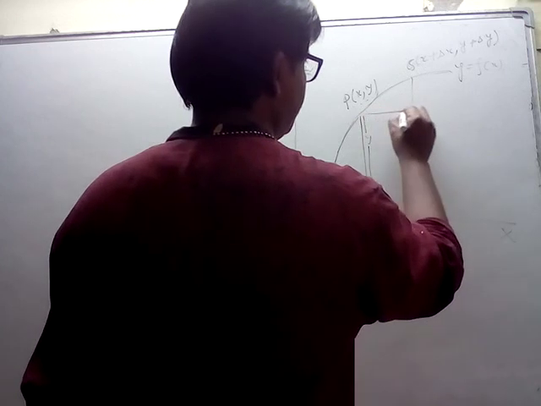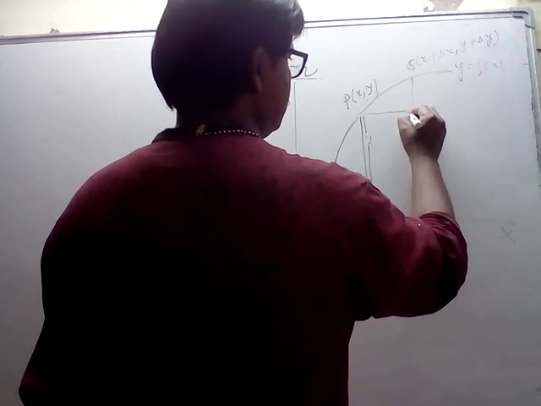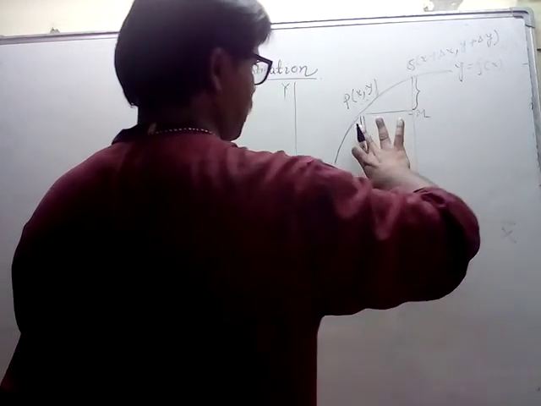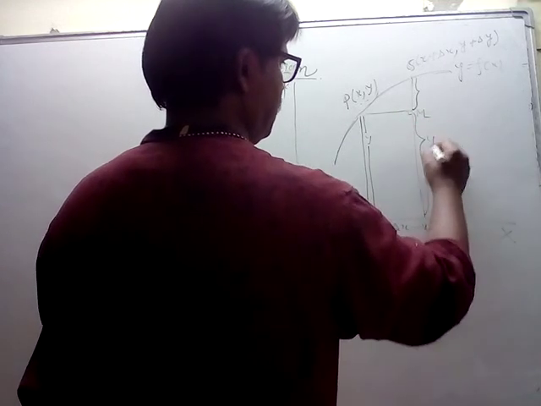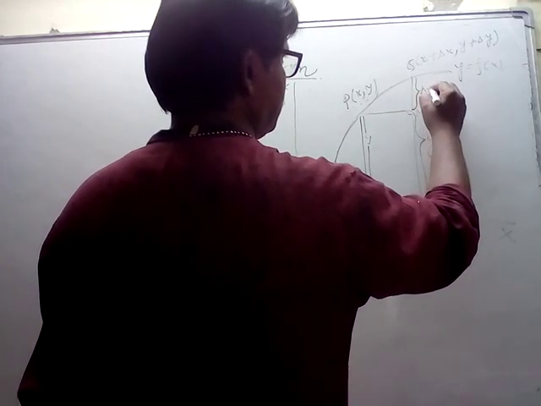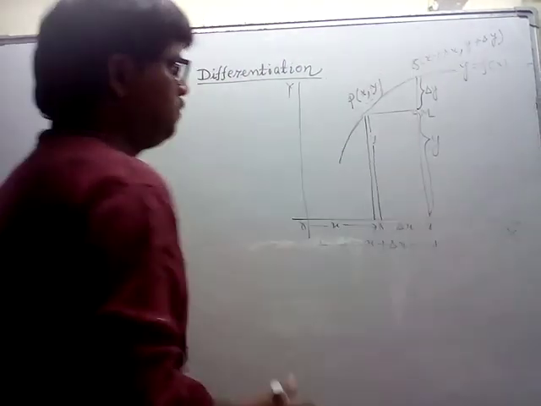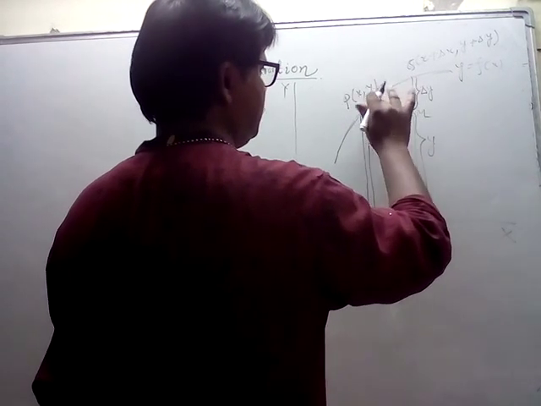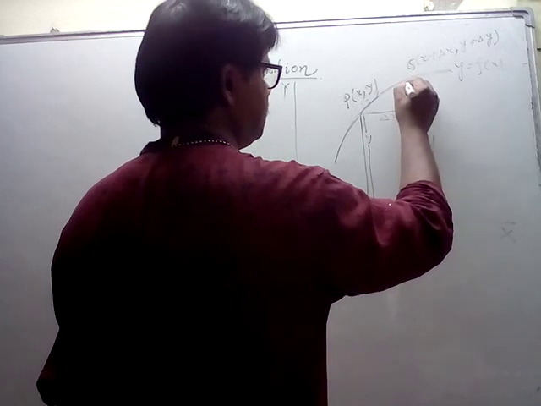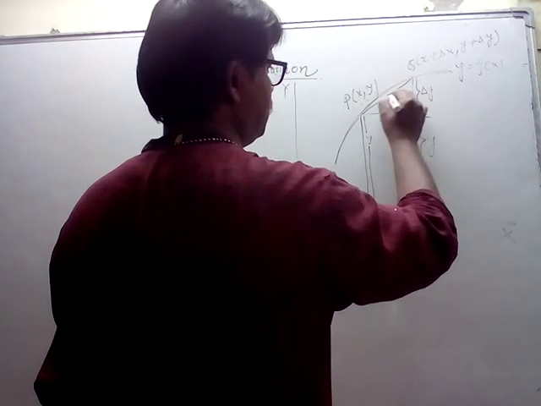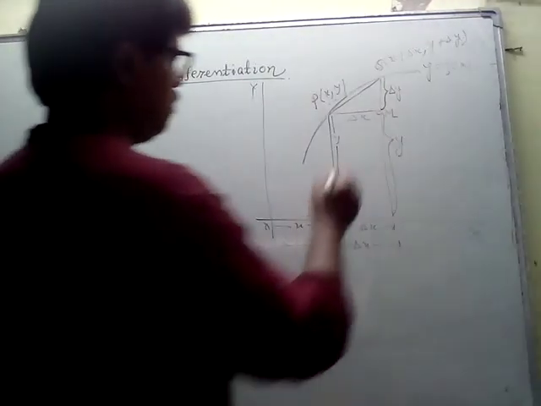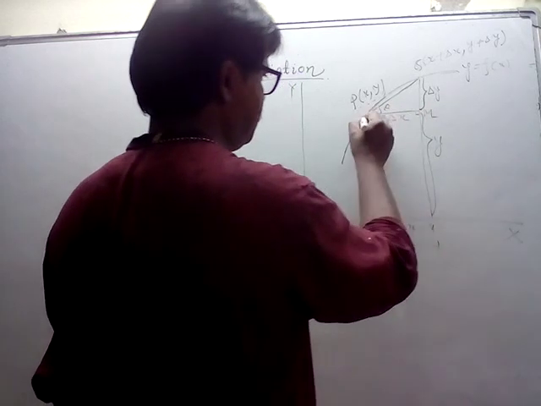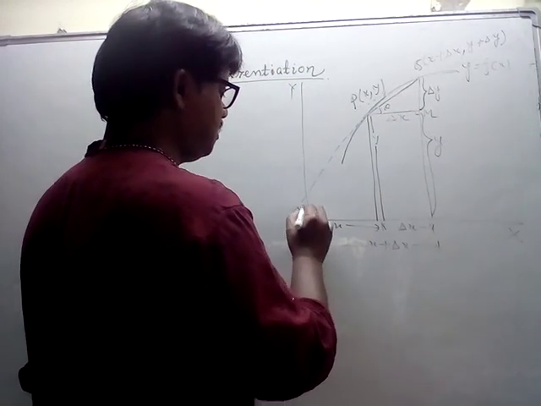Then we draw a perpendicular from P to this line. Suppose this point is M. Then this value is y, this is also y, and this is the increment of y, delta y. Then this is y plus delta y. Obviously this is delta x, this is also delta x. We join the chord PQ. Suppose PQ makes an angle theta with the x-axis, that is, a line parallel to the x-axis.